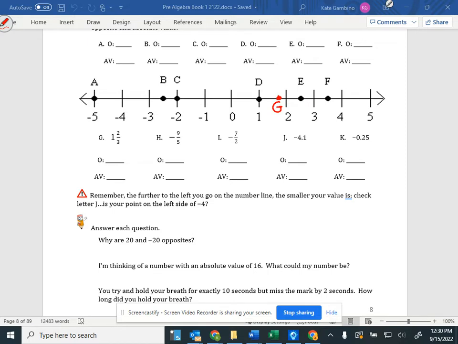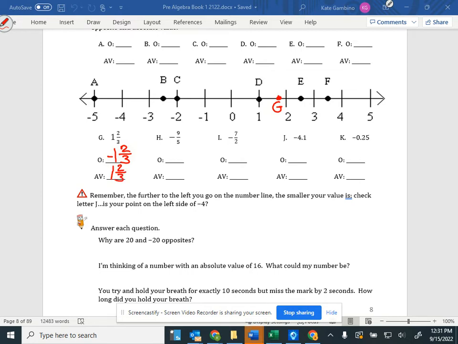Now I'm going to go and say, okay, what is the opposite of 1 2/3? What would its opposite be, Priya? -1 2/3. And what would its absolute value be, James? 1 and 2/3. 1 2/3.